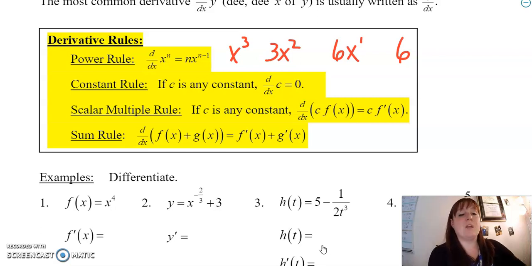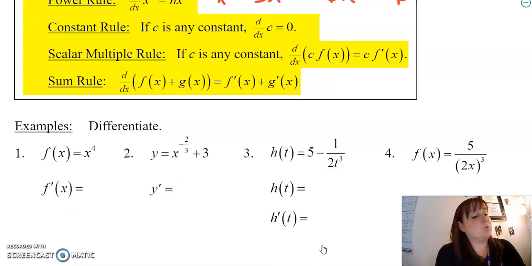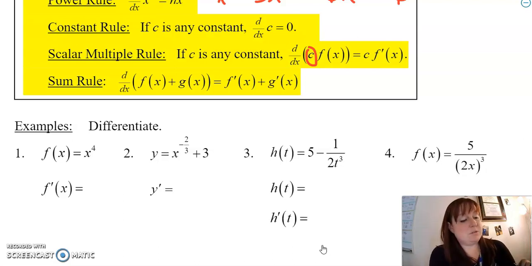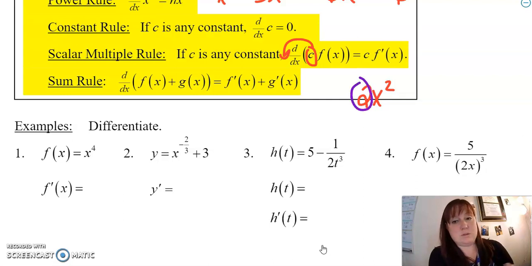The scalar multiple rule tells us if we have some number multiplied by a function inside the derivative, what we can do is we can actually just take that number, move it outside. We can take the derivative and then multiply the derivative by that number. So if I had something like 2x squared, I could take the 2 outside, not worry about it for a minute. I can take the derivative of x squared, which is 2x, and then I could multiply that by the 2.